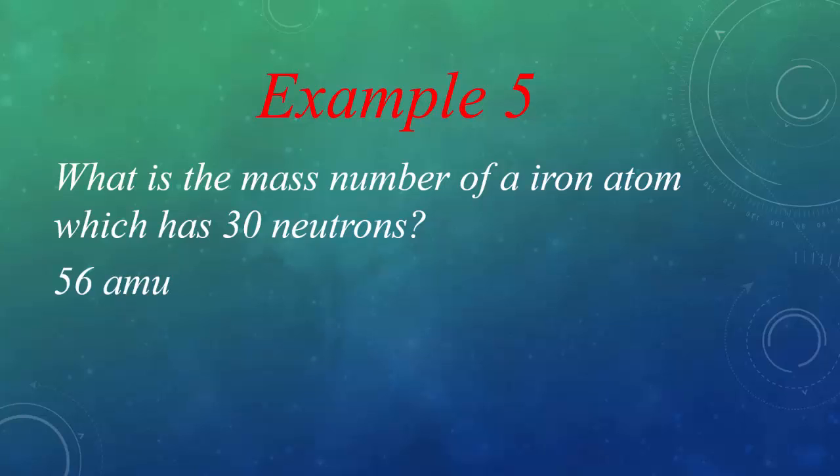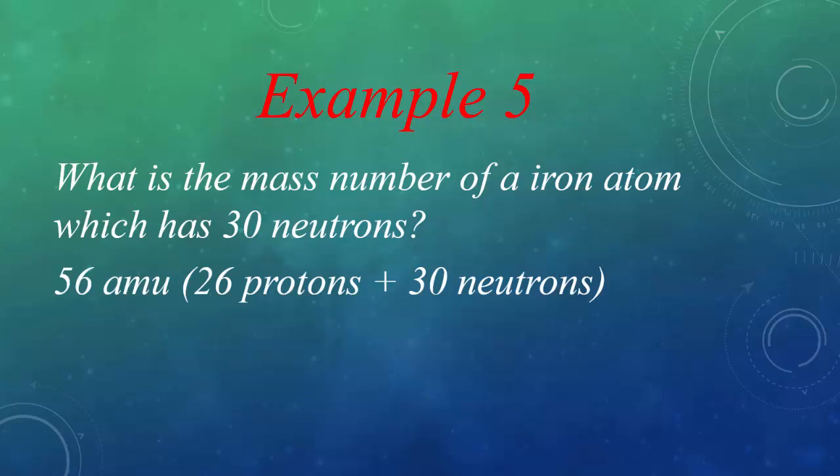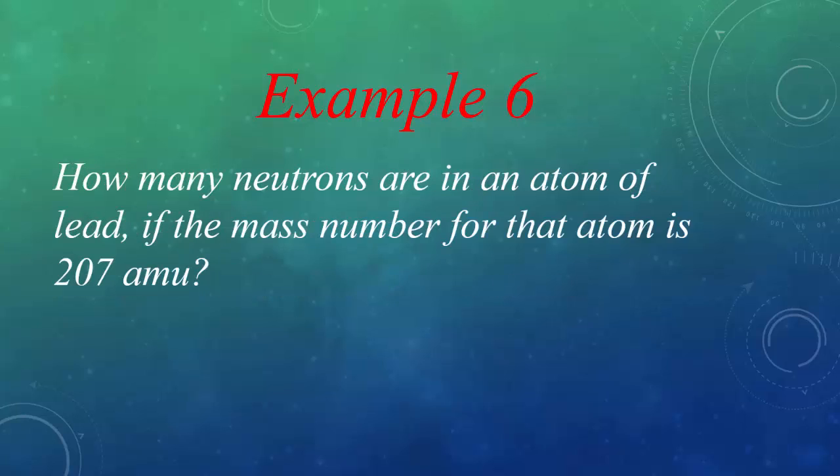56 AMU is the correct answer. We know that iron has an atomic number of 26, so it has 26 protons. You add 30 neutrons, and 26 plus 30 is 56. So the mass number of this iron atom is 56 AMU. Another one for you. How many neutrons are in an atom of lead if the mass number for that atom is 207 AMU? Put it on hold, figure it out, come back, and see if you got the correct answer.